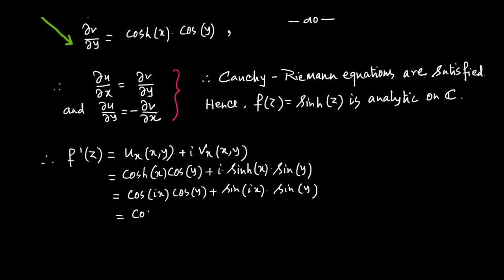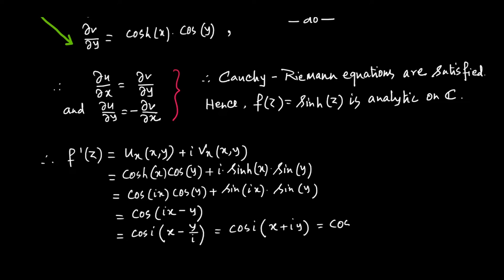Exactly. This is circular cosine of ix minus y. So this is equal to, if I take i common, cosine i into x minus y by i. So that means circular cosine i into, minus 1 by i means plus i. If I multiply the numerator and denominator by i, I will be getting here x plus iy. So that means this is cosine i.